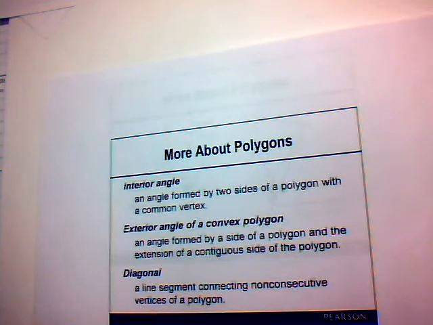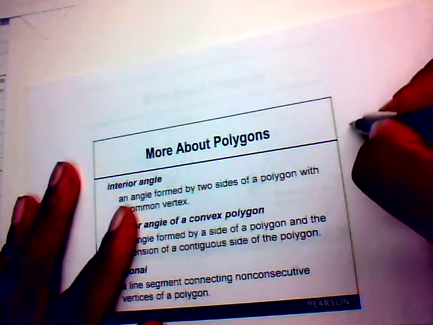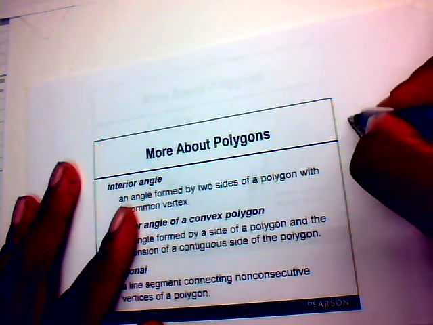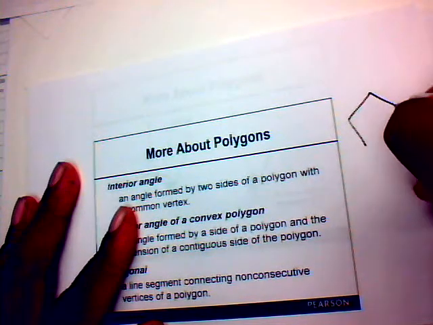Okay, some more stuff about polygons would be this. An interior angle is an angle formed by 2 sides of a polygon with a common vertex. Let me illustrate that to you. Let's say we have a pentagon that looks like this.